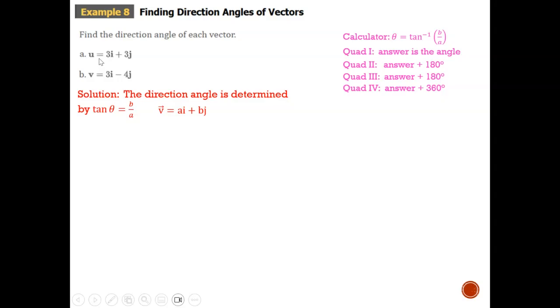So now, for part A, right? What's the quadrant? If you notice, they're both positive. So it's going to be positive, what quadrant? Quadrant 1, because both are positive, the x value and the y value.